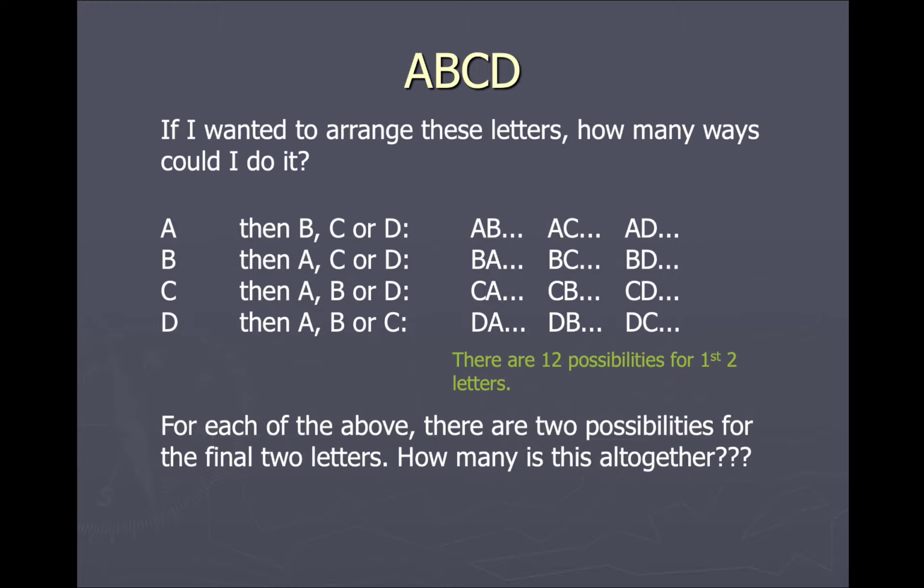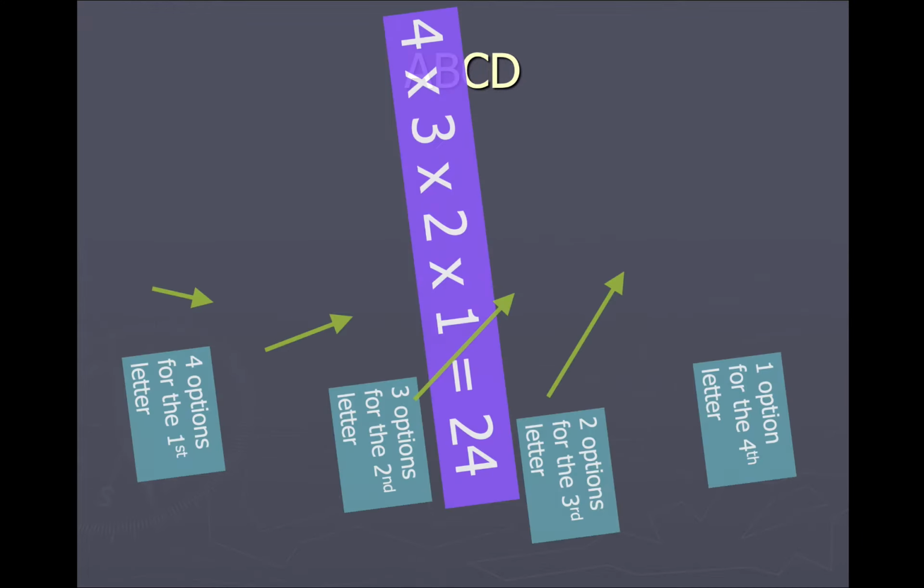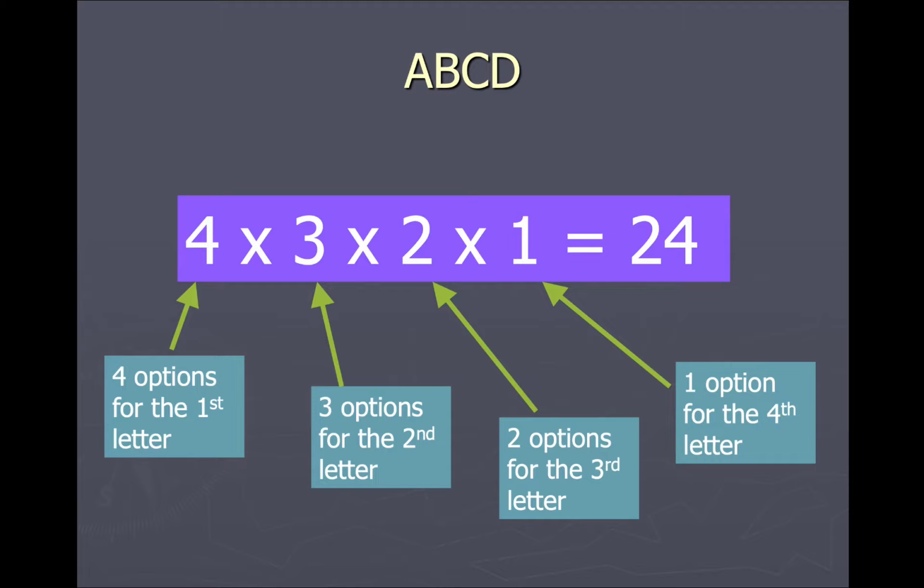How many is this altogether? Well, it works out to be 4 for the first, times 3 for the second, times 2 for the third, times 1 for the last, which is 24. So there are 24 possible outcomes for arranging 4 different letters: 4 options for the first letter, 3 options for the second letter, 2 options for the third letter, 1 option for the last letter.